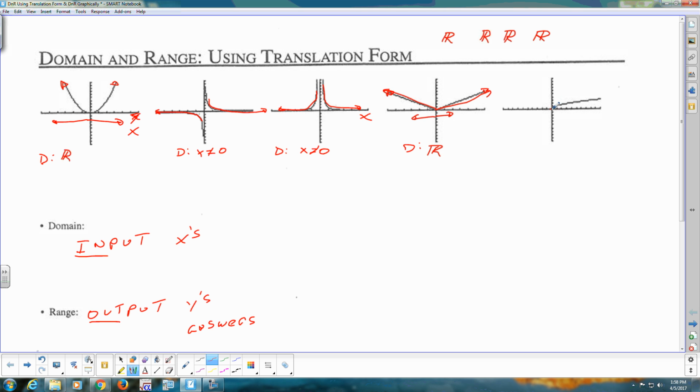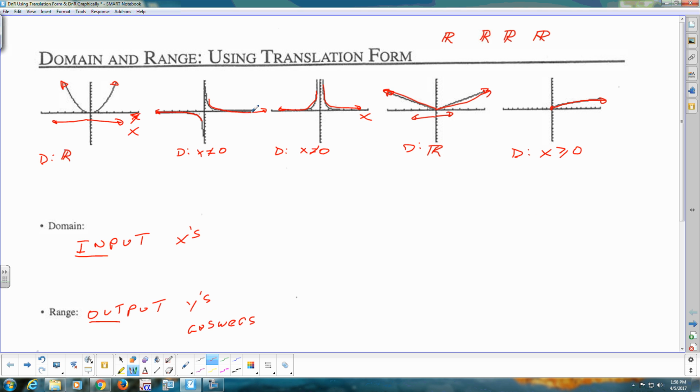Okay, this is half a sideways parabola. It starts there and continues off to the right. So can you go as far left as you want? No, you can't go as far left as you want. So x has to be greater than or equal to where it starts, and it starts at 0.